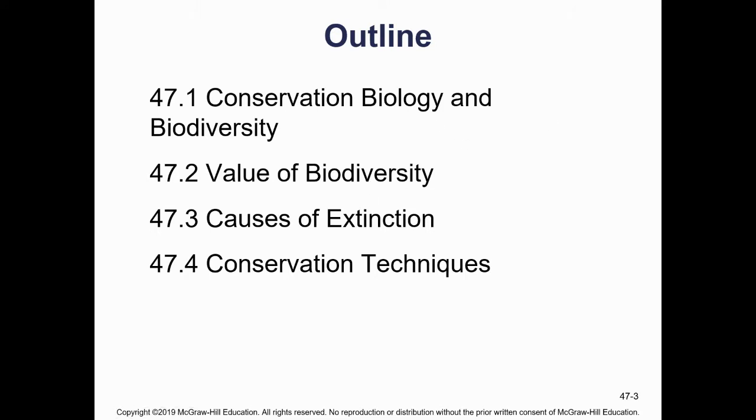So our outline of the chapter is pretty much what we just talked about: conservation biology, values of biodiversity, causes of extinction. We will not get into 47.4, specific conservation techniques, but that is a very interesting part of the chapter. For those of you who this has piqued your interest, you might want to look at some of the methods that are used to conserve biology and some of the issues and challenges to that.